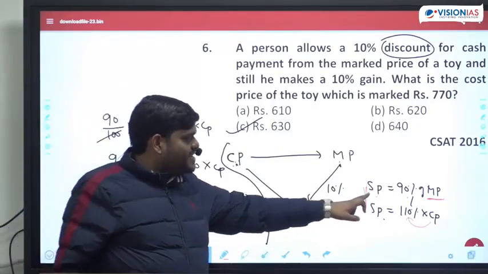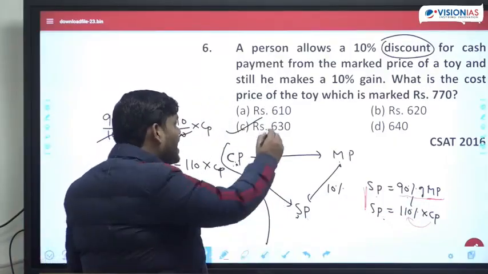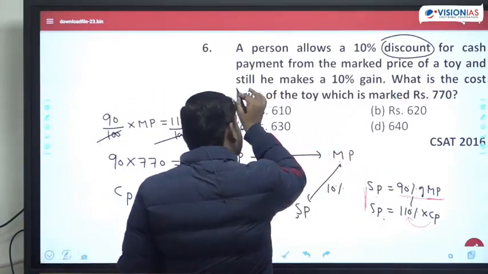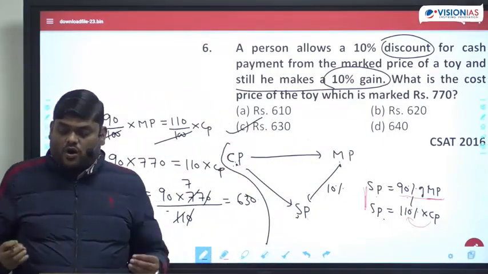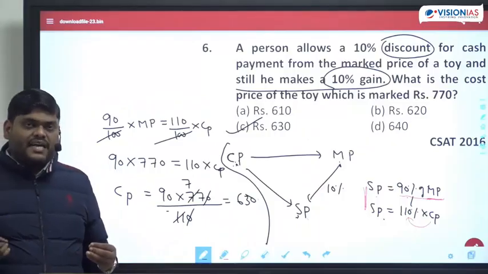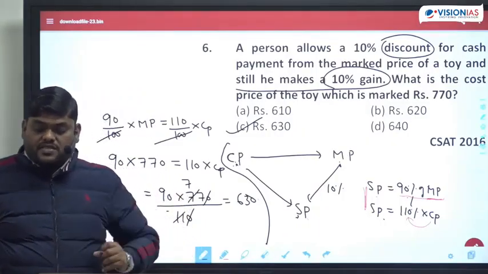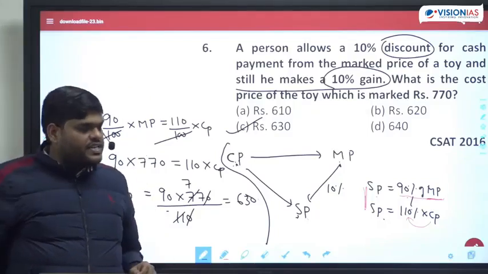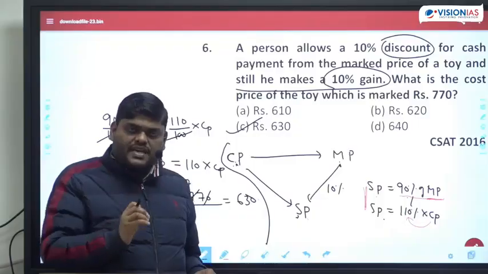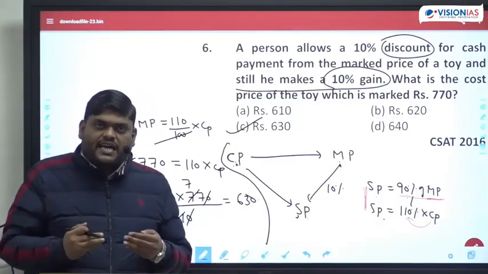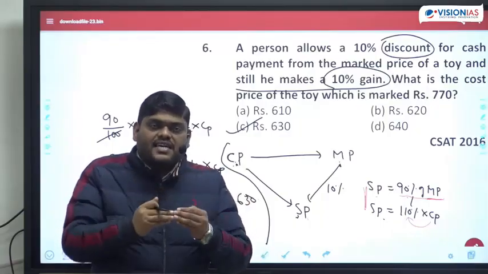So this is 90% of MP. Now the second part is given, and still he makes a 10% gain. 10% gain means there is a profit of 10%, or not? So when there is a 10% profit, profit is always calculated on the CP, the cost price. So if anything was 100%, when there is a 10% profit, that number becomes 110%.